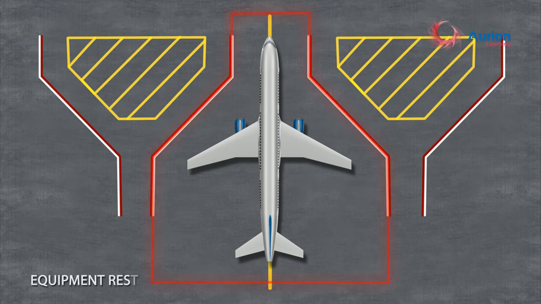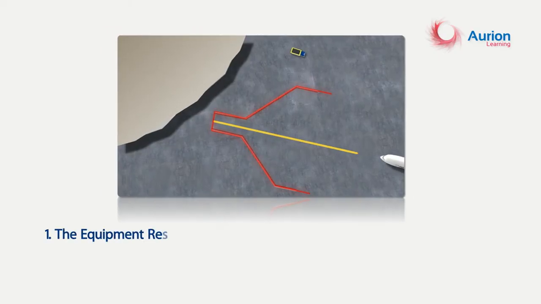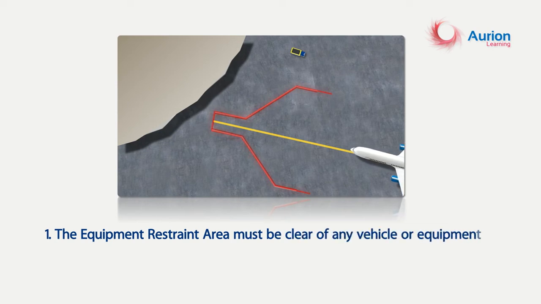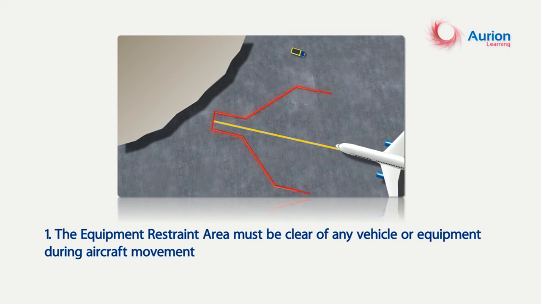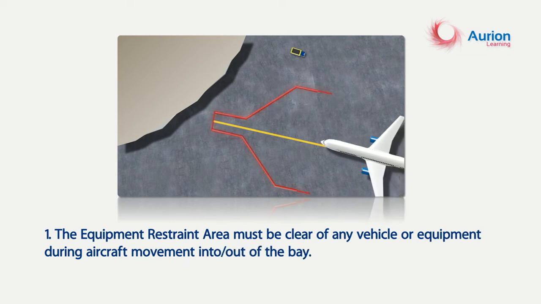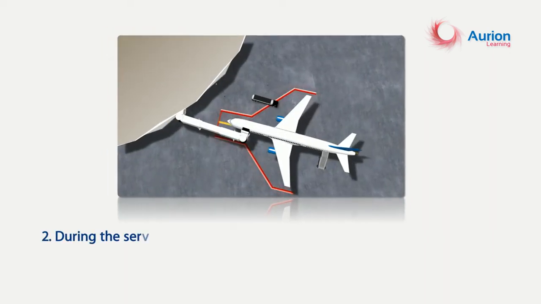Let's take a look at another area within the aircraft parking bay. The Equipment Restraint Area, or ERA, is an enclosed area on the aircraft parking bay, defined by a continuous red line within which no vehicles must be parked or driven immediately before and during the parking of aircraft. The equipment restraint area must be clear of any vehicle or equipment during aircraft movement into or out of the bay.